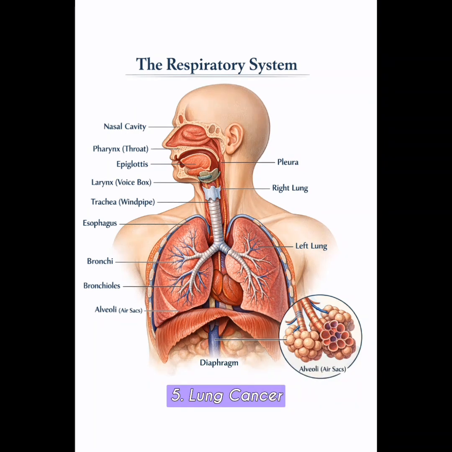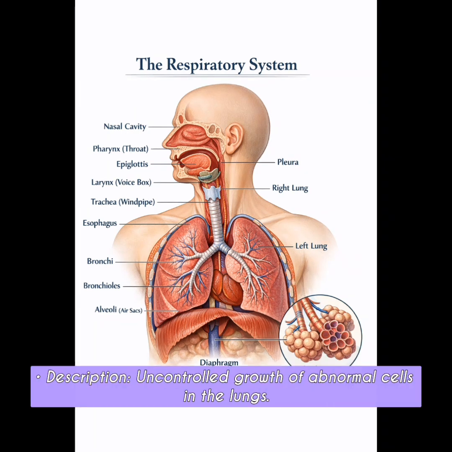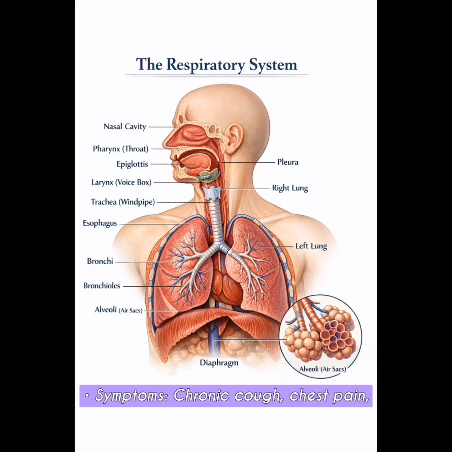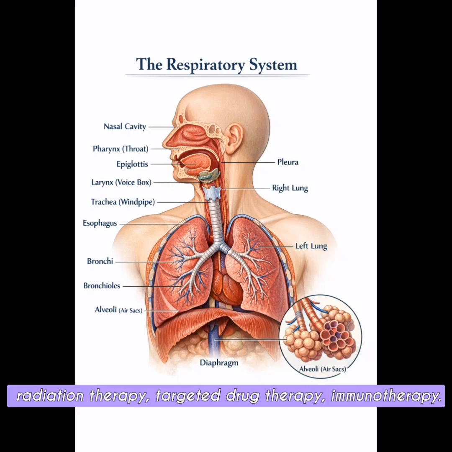5. Lung cancer. Description: uncontrolled growth of abnormal cells in the lungs. Symptoms: chronic cough, chest pain, coughing up blood, unexplained weight loss. Treatment: surgery, chemotherapy, radiation therapy, targeted drug therapy, immunotherapy.